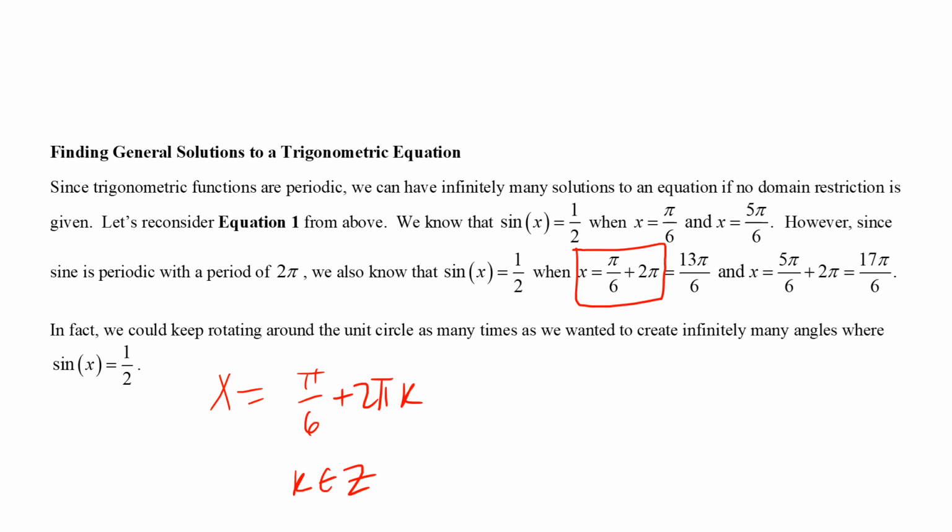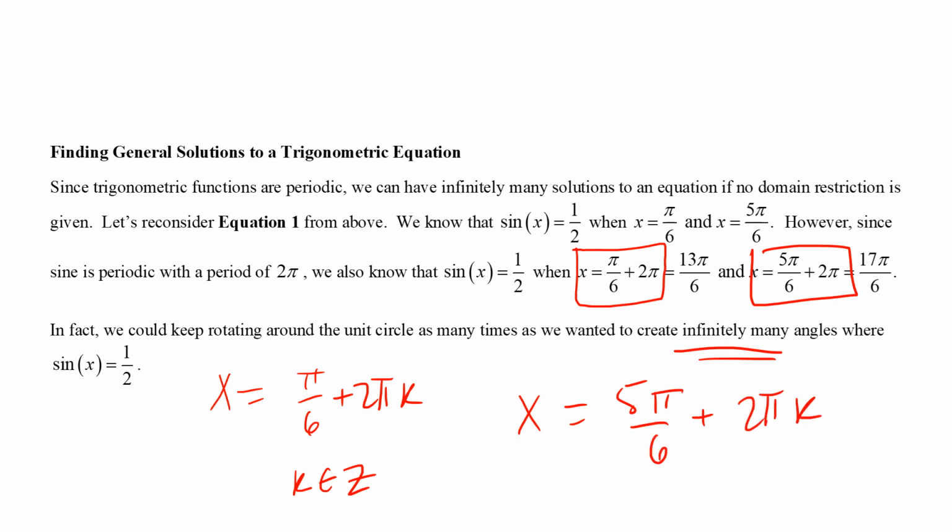And then your other one would come from 5 pi over 6. Just one rotation would put me at 17 pi over 6. But if I have infinitely many, x would equal 5 pi over 6 plus 2 pi times k. And again, k can be an integer. That's what this Z means. It means integer. If you remember from Algebra 1 when y'all define your real number system.